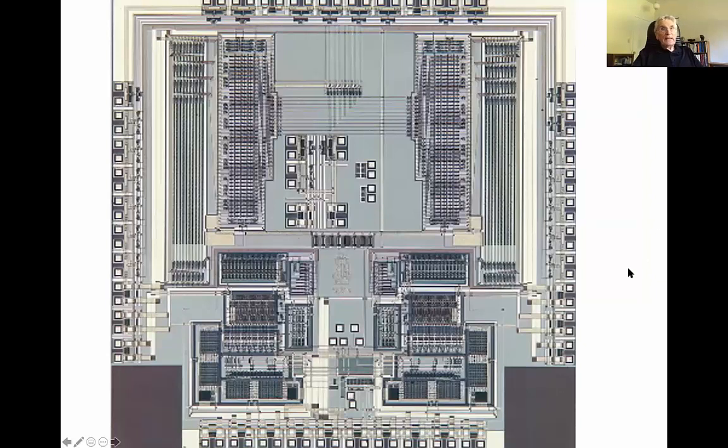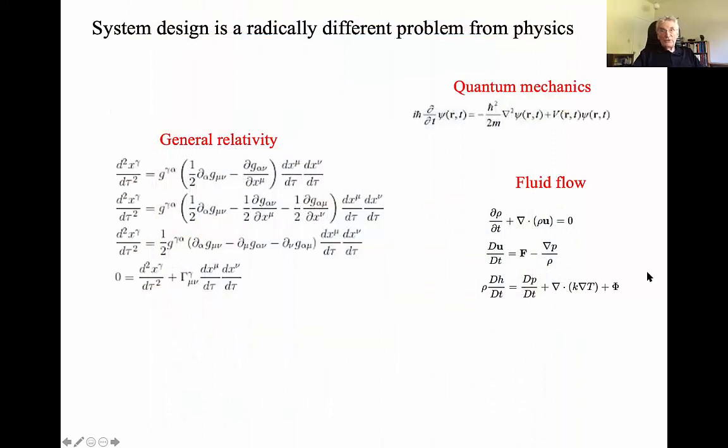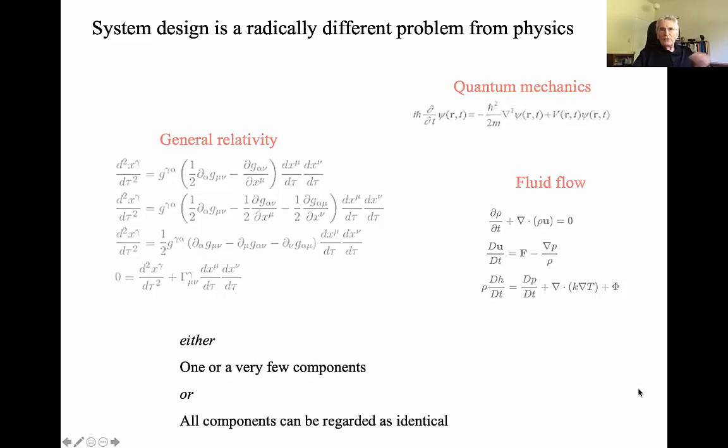So the implication is that when you're thinking about designing a computer, transistors can't usefully be regarded as identical. And that's very different from the situation in physics, for example. When you model how a complex system changes over time in physics, you use differential equations. But to make those equations work in practice, you have to use one of two possible types of approximation. Either you just model one or a very small number of components, like particles perhaps, or if there's a very large number of components, you use the approximation that they're all more or less identical.